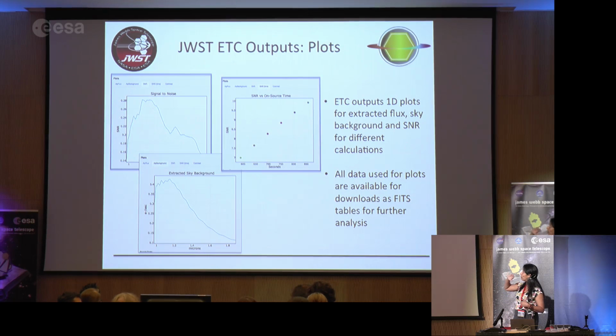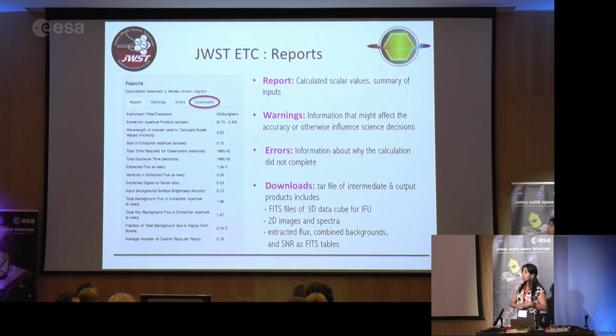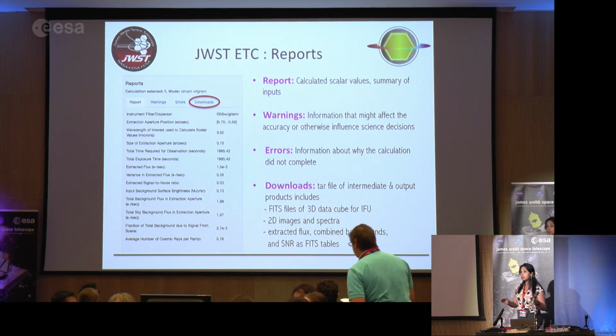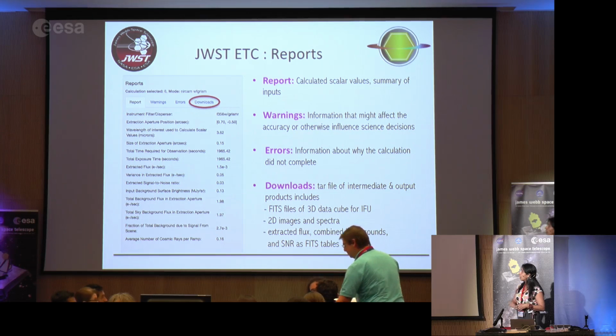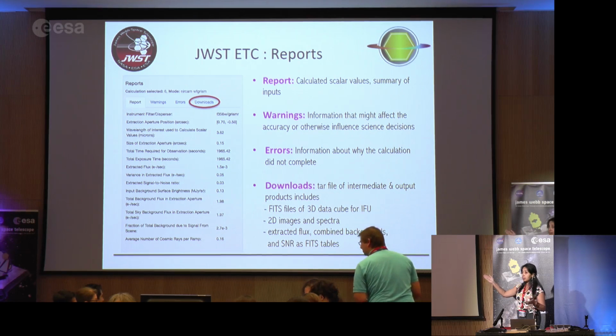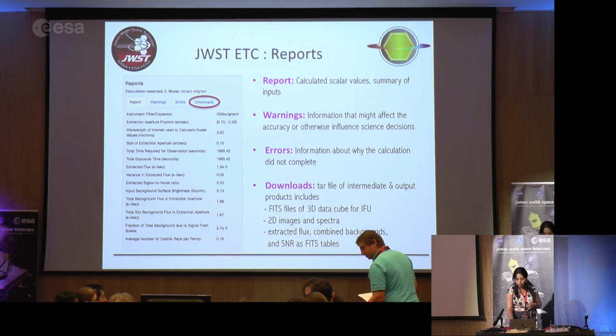Again, you can have 1D plots of the extracted flux, sky background, and signal to noise versus time, and signal to noise versus wavelength. All of those can again be downloaded as FITS tables, and you can just plot them using any of your favorite plotting tools. The reports pane is where you get all the calculated scalar values. It gives you warnings, which you should be aware of. Not necessarily a showstopper, but you should be aware of. Errors are things which prevented the calculation from completing, so that's a more serious thing. And downloads is the tab which allows you to download the entire tar file of all the intermediate products.